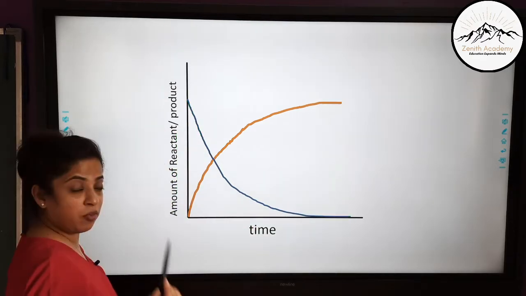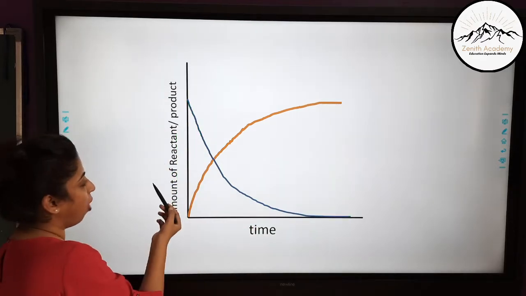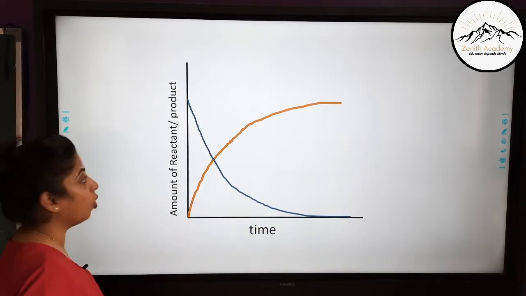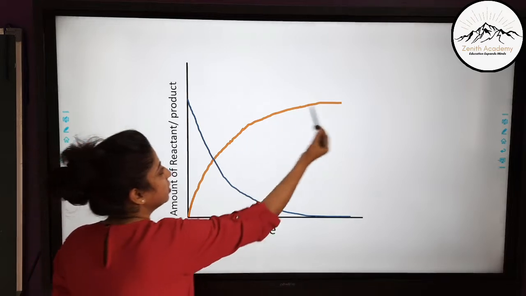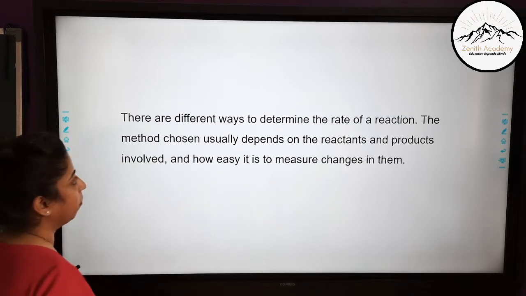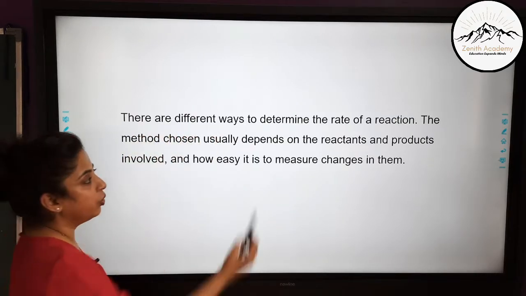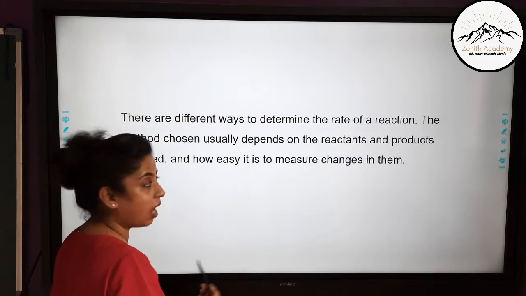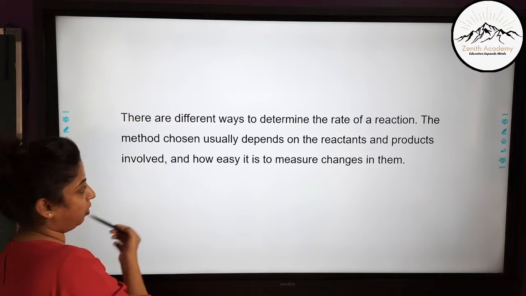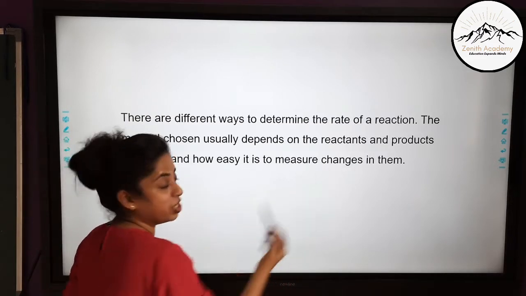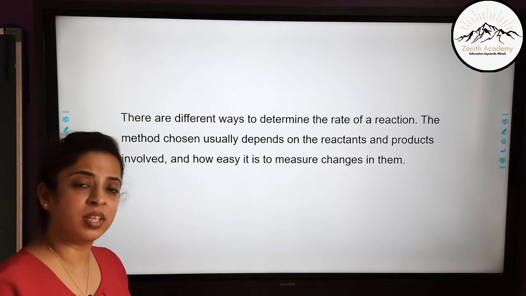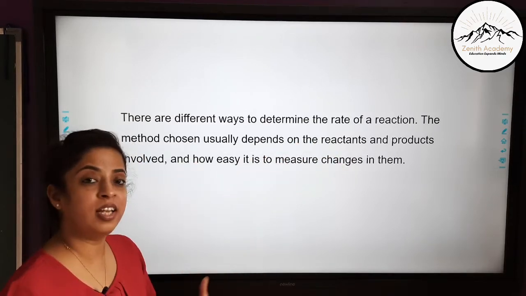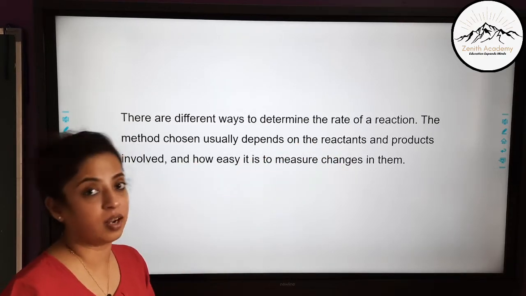here this indicates the end of the reaction on the product side. If you just want to draw the graph of amount of reactant versus time, it will be this type of graph, and if you want to draw the amount of product, it will be such a type of graph. So there are different ways to determine the rate of a reaction. The method chosen usually depends on the reactants and the products involved, and how easy it is to measure the changes in them. So there are many kinds of methods, but it depends on the reactants and the products, and how easily it is to measure the change in their amounts.